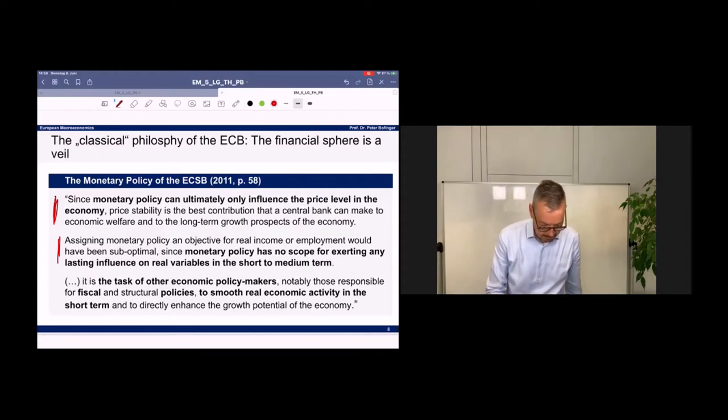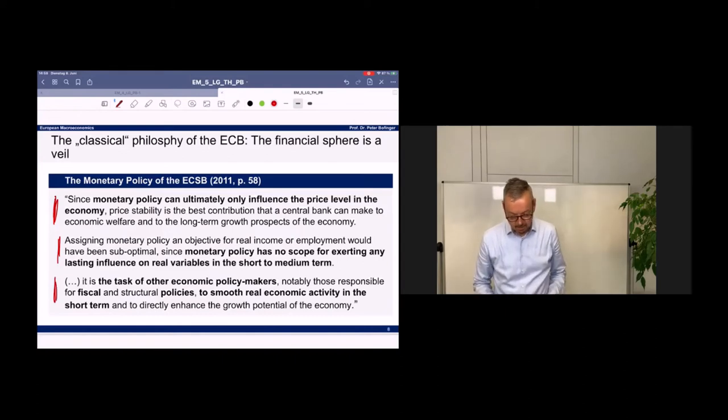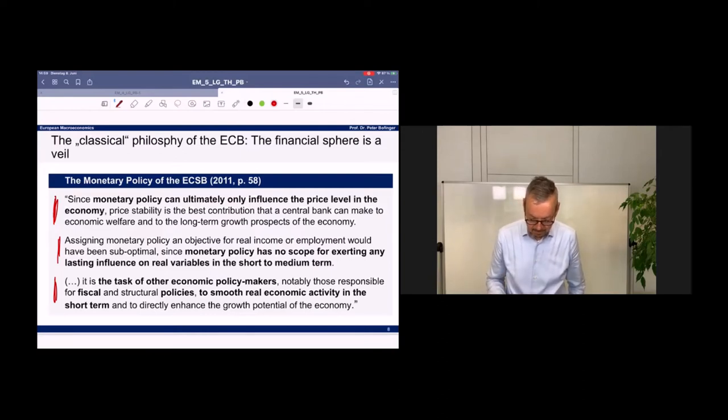And so here, according to this philosophy, it's the task of other economic policymakers, notably those responsible for fiscal and structural policies, to smooth real economic activity in the short term and to directly enhance the growth potential of the economy. So the idea is a division of labor: short-term fluctuations are the task of fiscal policy, not of monetary policy. And monetary policy is providing a stable nominal environment without interfering in the dirty daily work of the real economy. It's really nice to see how this classical view shapes the ECB's philosophy. You will see that in reality this is not how the ECB behaves, but it's nice how the ECB at least tries to present its philosophy in these classical terms.